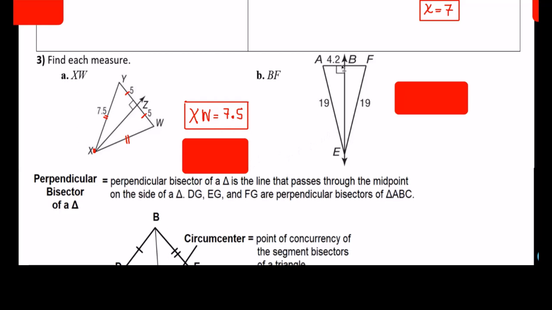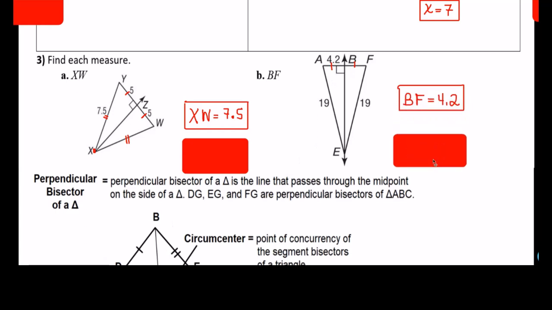Letter B, we're looking for BF. And if you notice right there, I see that these two are 19, so that means they are congruent. I see a 90-degree angle. So therefore, these two sides must be the same. So basically that's the whole idea of these problems. And so we can conclude BF equals 4.2.